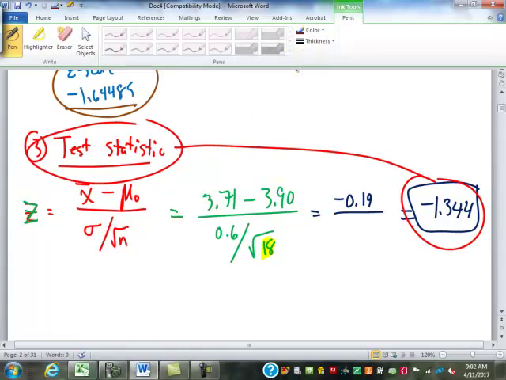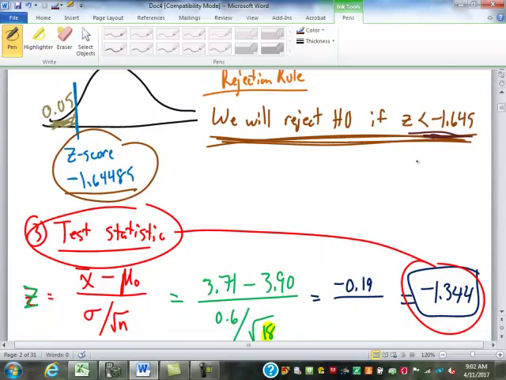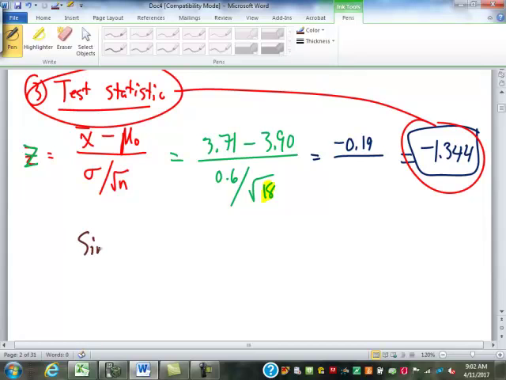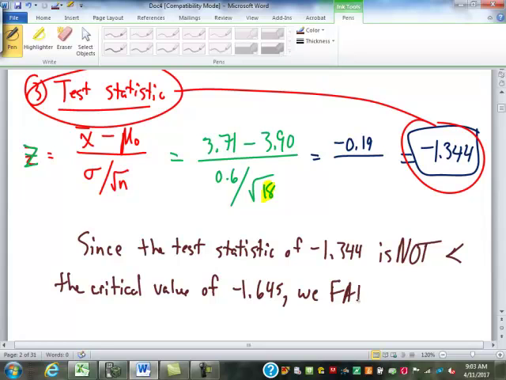Now going back up here, we have to compare that test statistic to our critical value of negative 1.645. So since the test statistic of negative 1.344 is not less than the critical value of negative 1.645, we fail to reject H0.